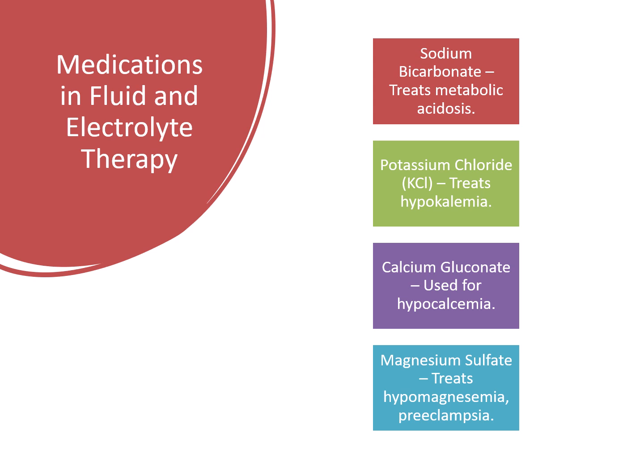Potassium chloride, KCl, treats hypokalemia. If you have hyperkalemia, you use things such as a binder like Lokelma or Kayexalate. Calcium gluconate is used for hypocalcemia. And then mag sulfate treats hypomagnesemia or preeclampsia.